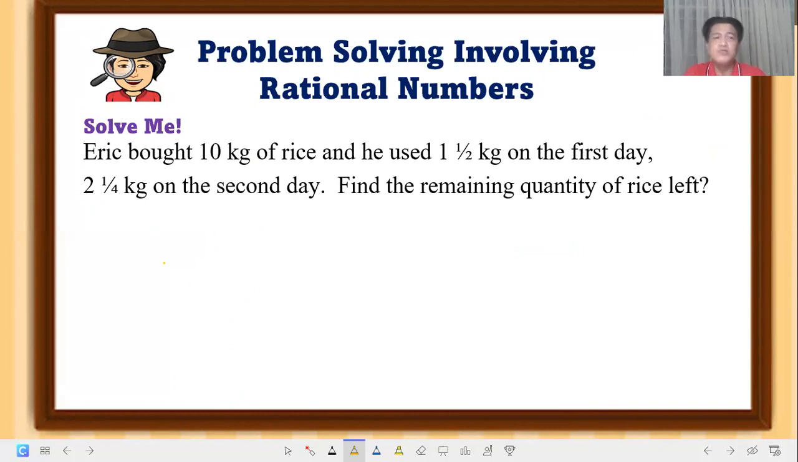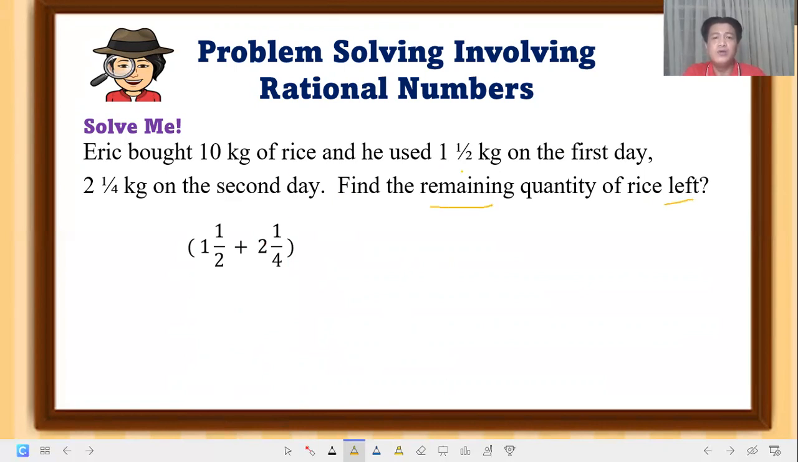Ibig sabihin niyan, kung si Eric ay bumili ng 10 kilong bigas at gumamit siya or nagluto siya ng 1 1/2 noong unang araw at 2 kilo at 1/4 noong pangalawang araw, ilan ang natira doon? Okay, so first, to solve this problem, you are going to identify first what operation you are going to use. Di ba sabi dito, rice left. The word left refers to subtraction. Okay, kasi remaining, di ba, natira.